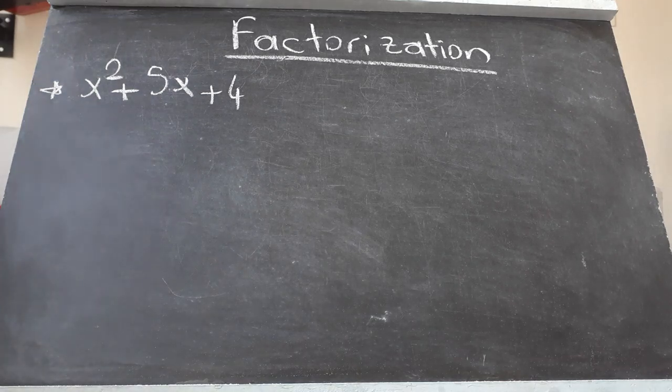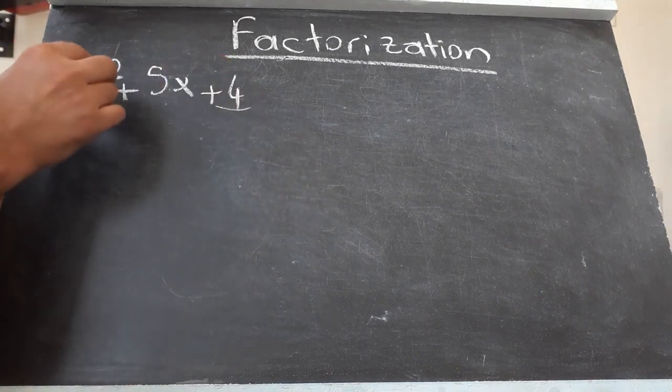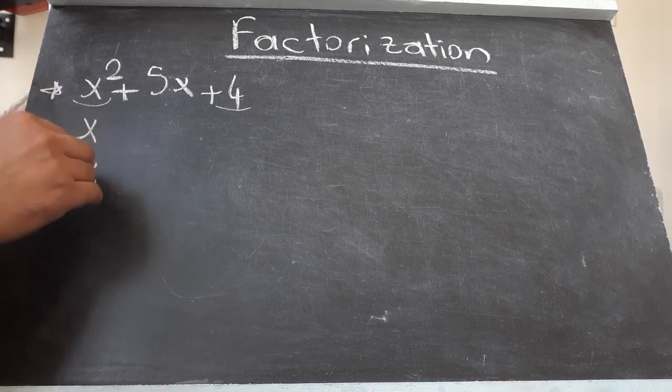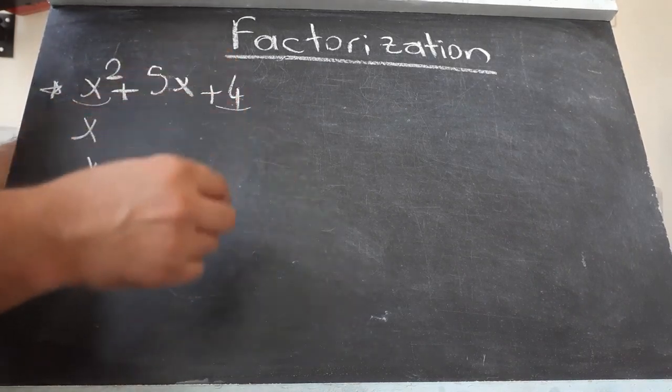Hello everyone, in this lesson we are going to learn how to factorize trinomials. You write factors of this and this underneath them. Factors of this: x times x. But for this one I don't have just one pair of factors of positive 4.